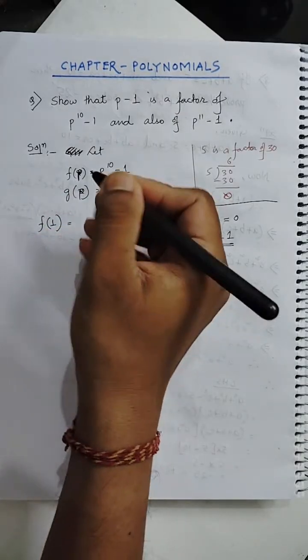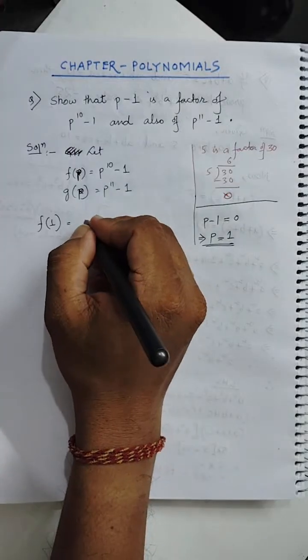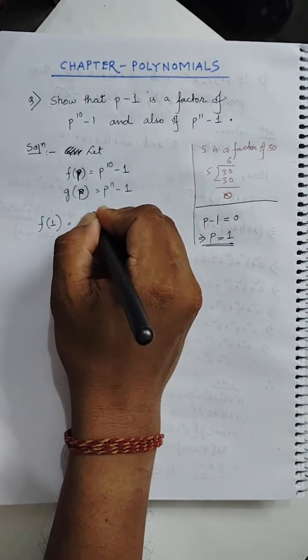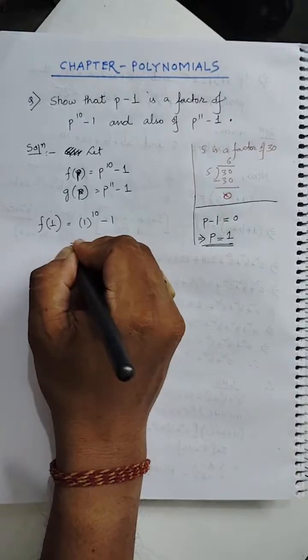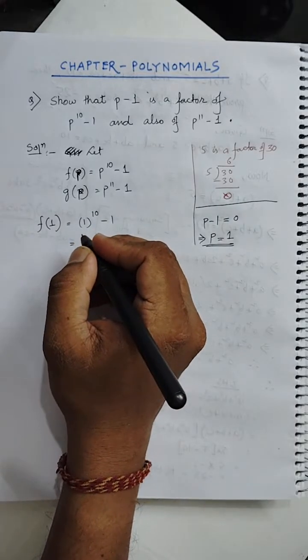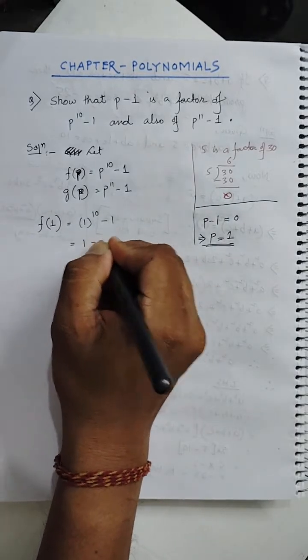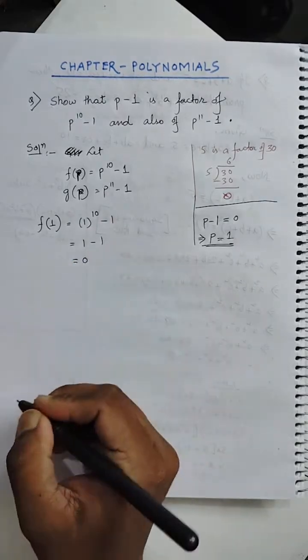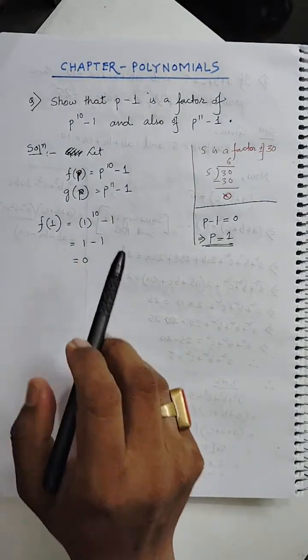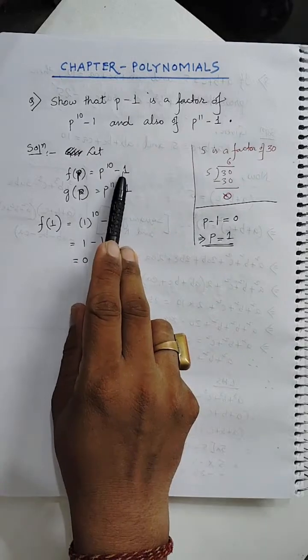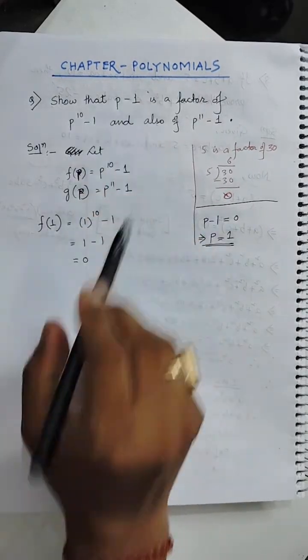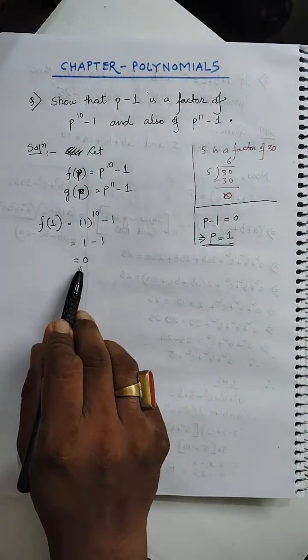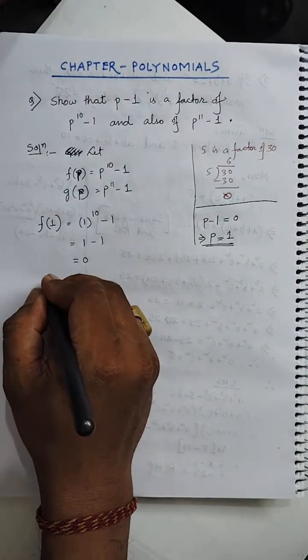So in this part we have only one value of p. So 1 raised to the power 10 minus 1. So 1 raised to any power is 1. So this is 1 minus 1 equals 0. That means if we divide p to the power 10 minus 1 by p minus 1, we will get the remainder 0. So let's check with the second polynomial.